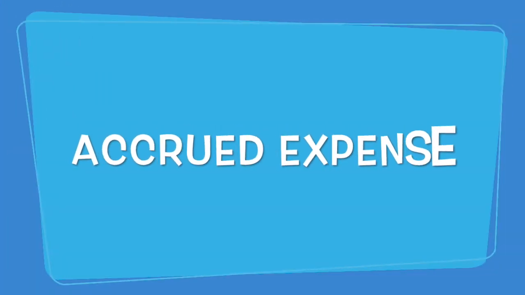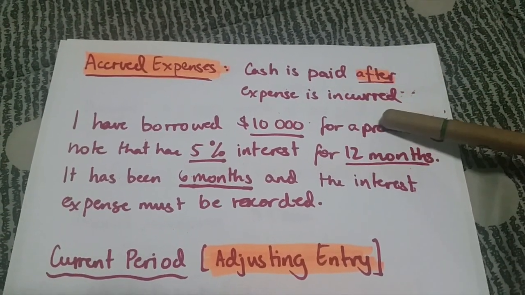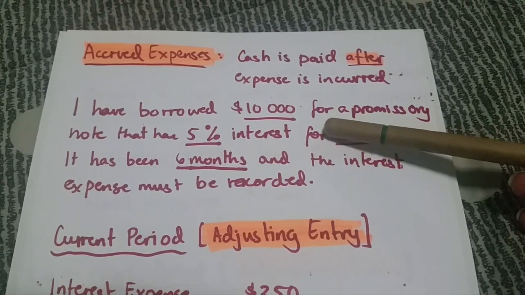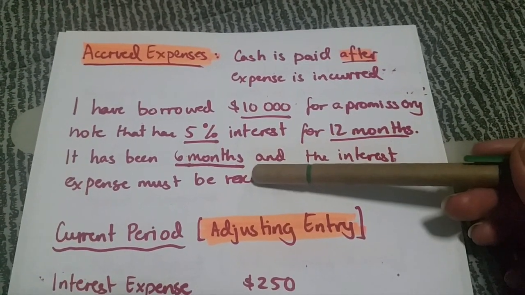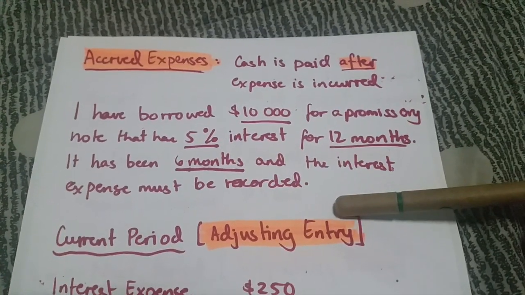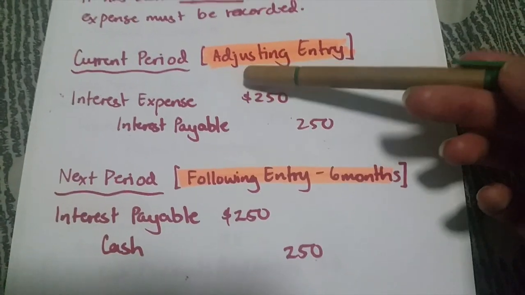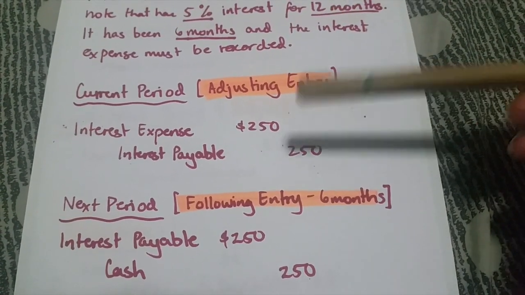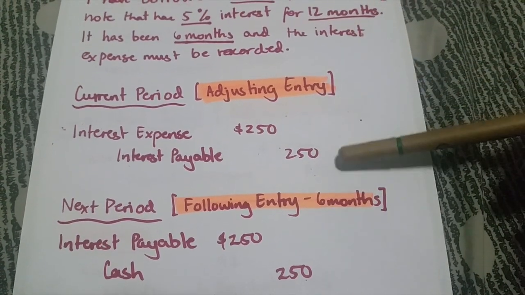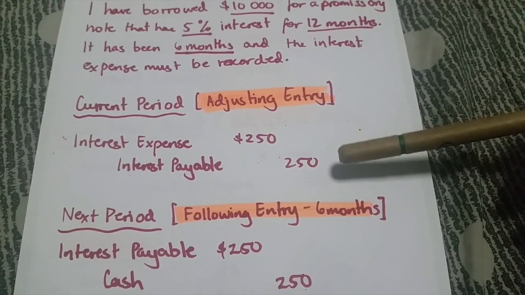It can also be used when you're recording accrued expenses. Accrued expenses are transactions where cash is paid after the expense is incurred. In this example, I borrowed $10,000 as a promissory note that has 5% interest for 12 months. 6 months has now passed, and the interest expense must be recorded in accordance to the matching principle. Therefore, we require an adjusting entry, where I would debit the interest expense account to show that we have incurred this expense, and the interest payable account is credited since we still do owe our payee this amount.